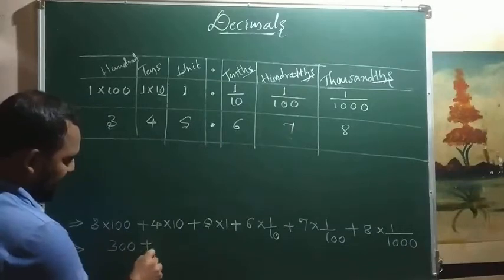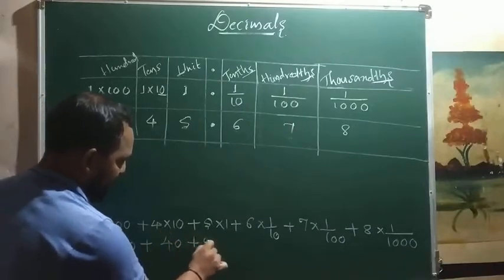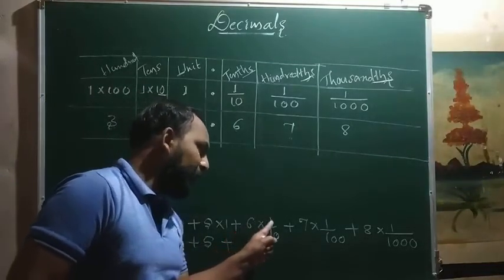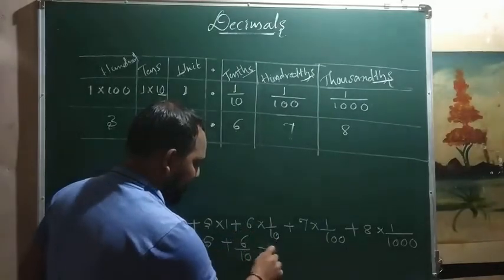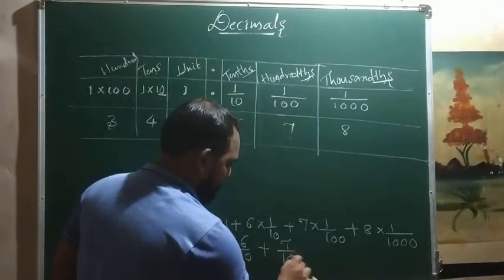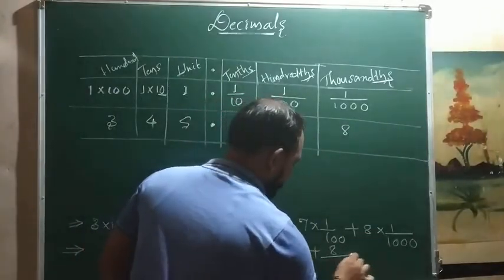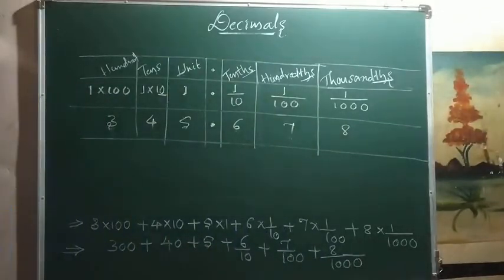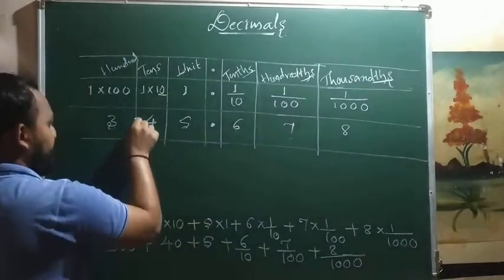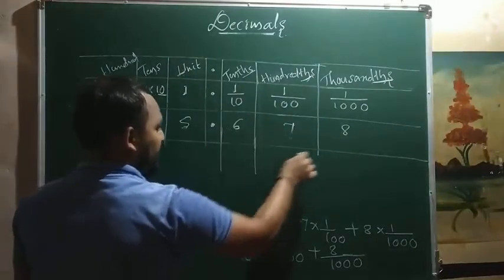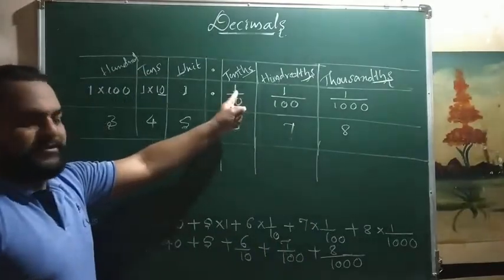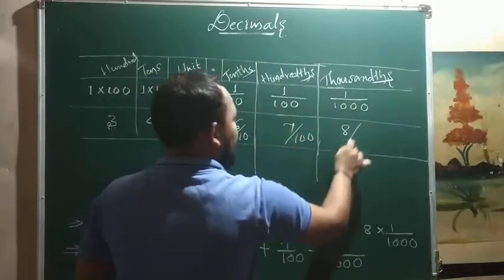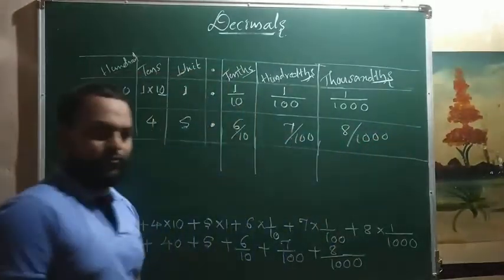300 plus 40 plus 5 into 1 is 5, plus 6 into 1 is 6 divided by 10, plus 7 divided by 100, plus 8 divided by 1000. 6 divided by 10, 7 divided by 100, 8 divided by 1000, okay.